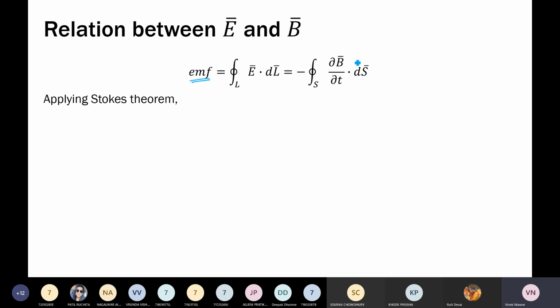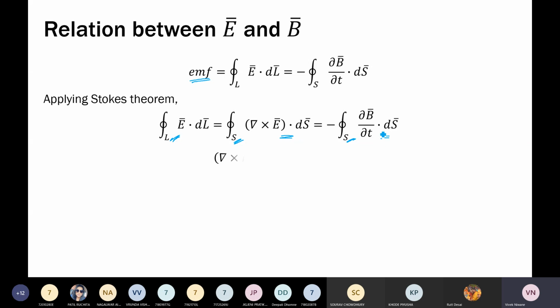ये relation है. Applying Stokes theorem. If you remember, the Stokes theorem was relating the line integral and the surface integral. So E bar dot dl bar can be expressed as curl of the E bar over the closed surface. We know that this integral is equal to this integral, so on both the sides we do have a surface integration, so we can relate the terms individually. So curl of E bar dot ds bar is equal to minus ∂B bar by ∂t dot ds bar. On both sides we have ds bar, so cancelling out, we relate that the curl of electric field is equal to minus ∂B bar by ∂t.